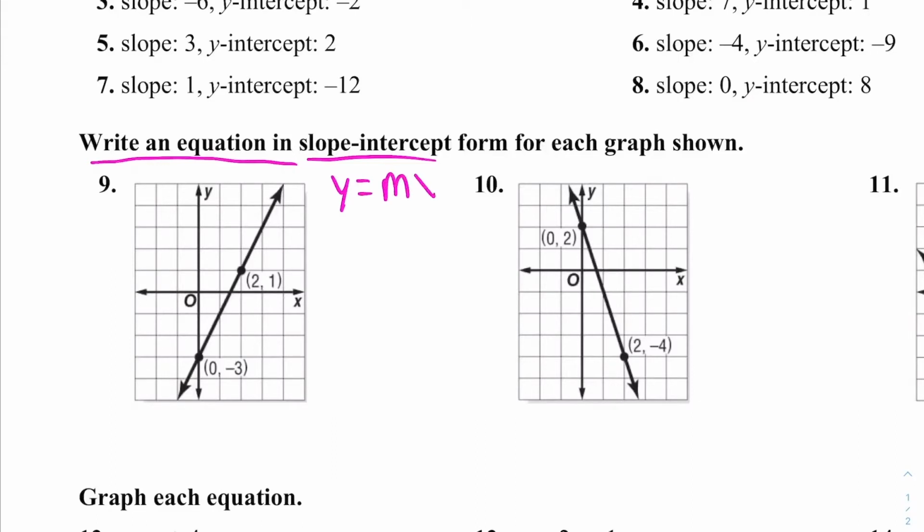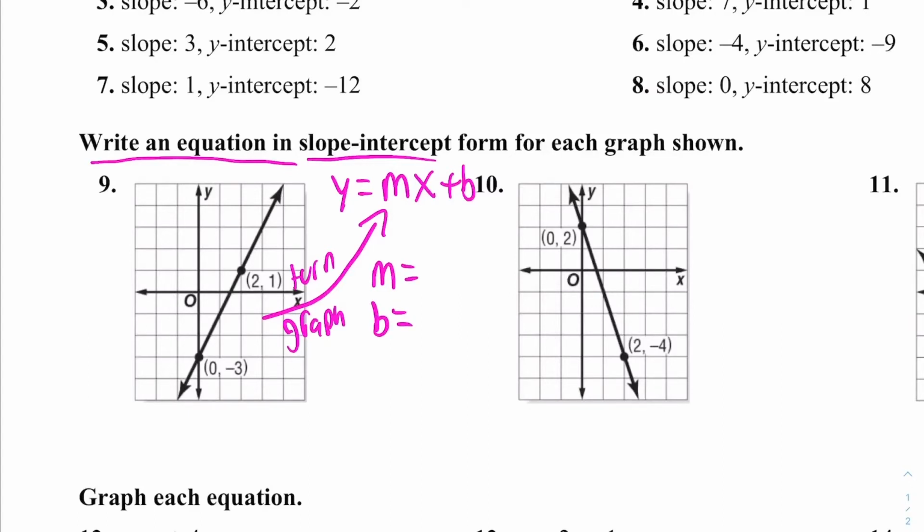Slope-intercept says that y is equal to mx plus b. That's the equation. So if I need to turn a graph into an equation, then the first thing that we need is we need to fill in these spaces. We need m and we need b.